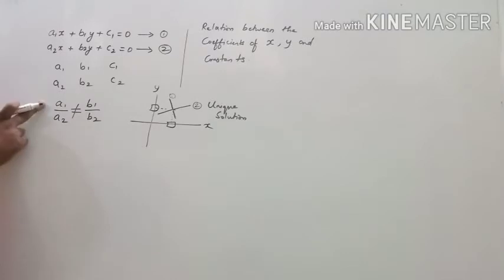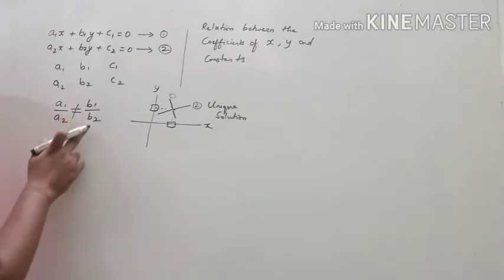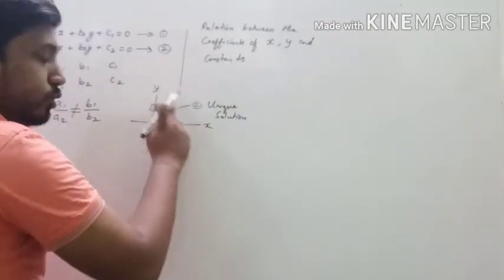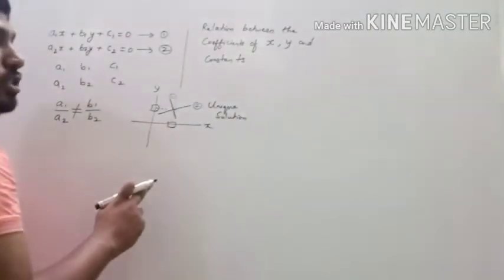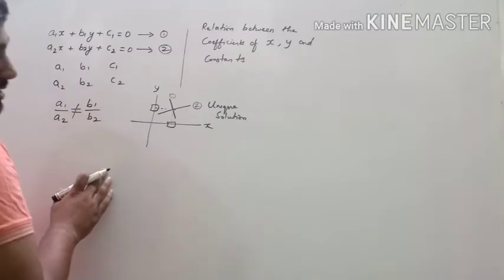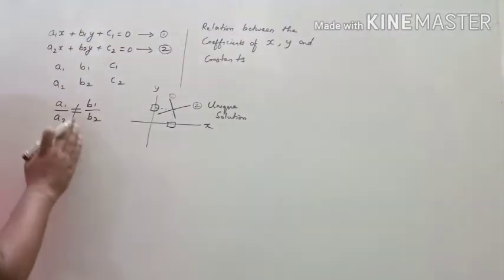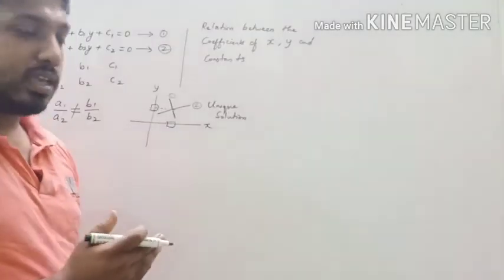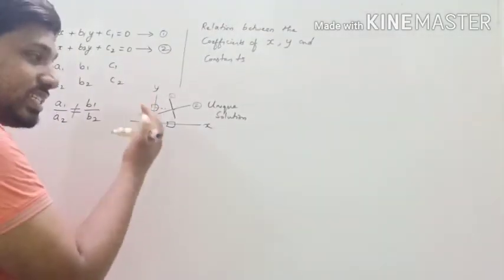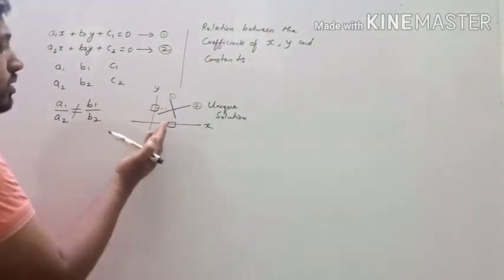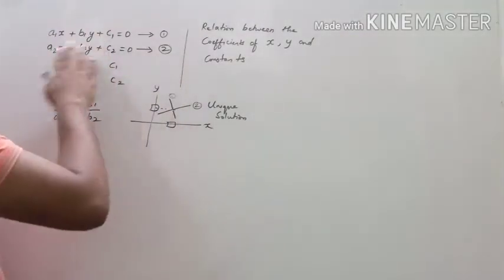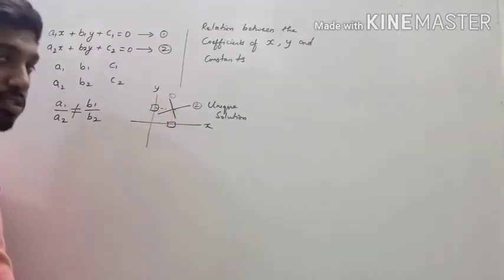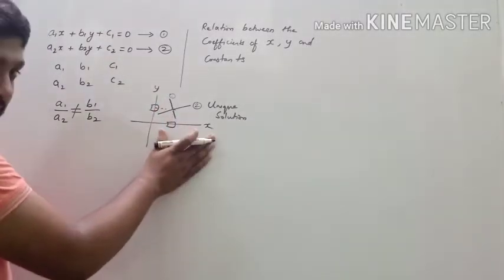If a1 by a2 is not equal to b1 by b2, we will be having a unique solution. Geometrically the two lines intersect and it is also consistent. What is the meaning of consistent? Consistent means we get a solution such that when we substitute it back in the equations, the equations will be satisfied. So here we get a unique solution, so this is consistent.